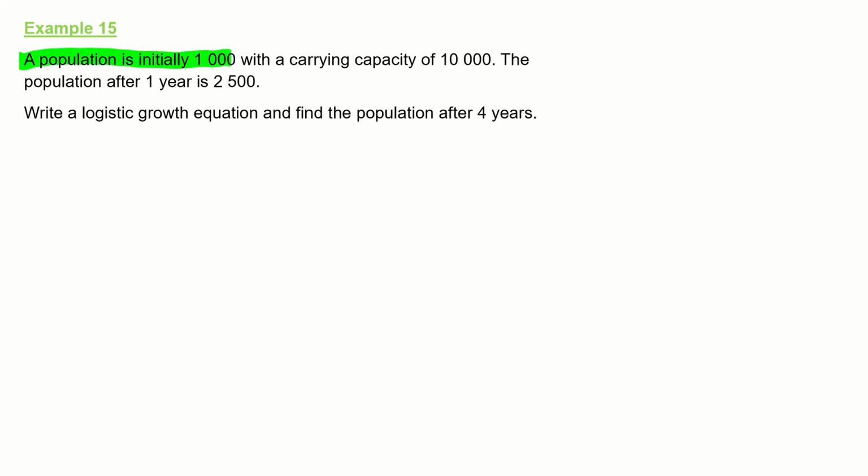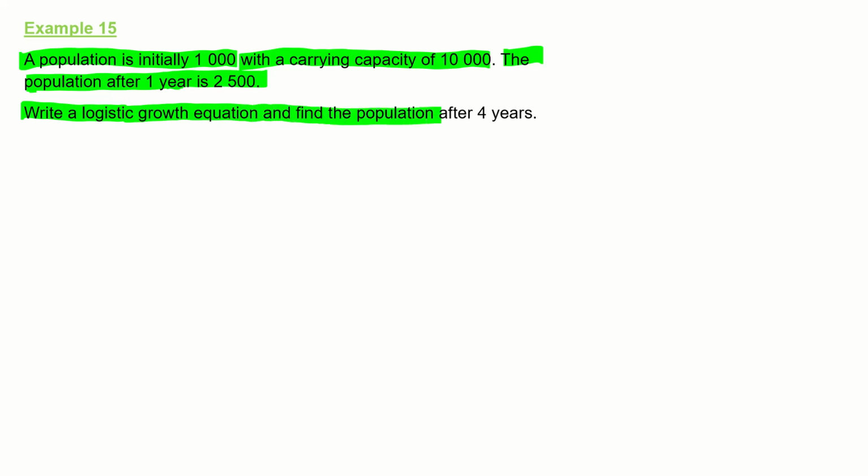A population is initially 1,000 with a carrying capacity of 10,000. The population after 1 year is 2,500. Write a logistic growth equation and find the population after 4 years.